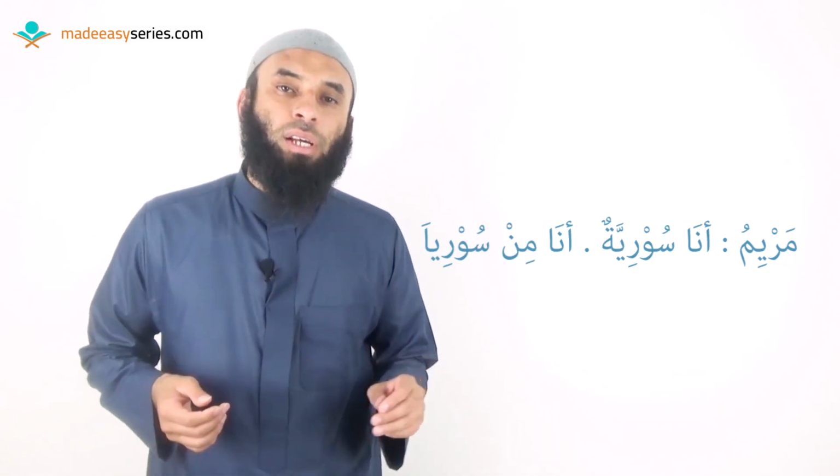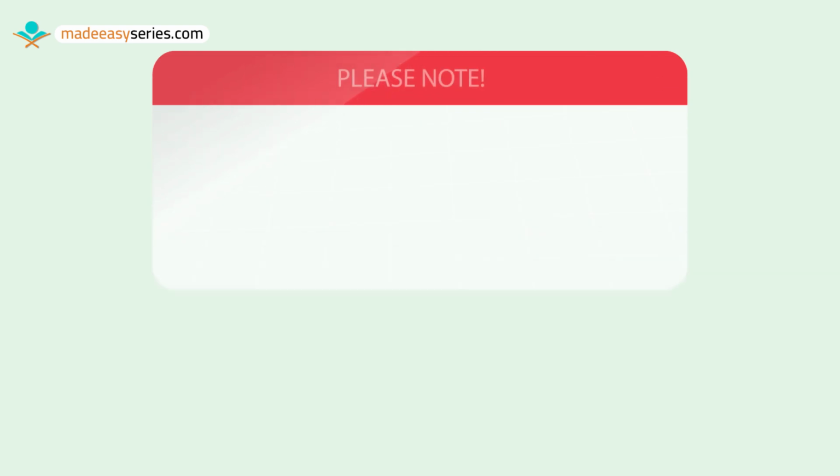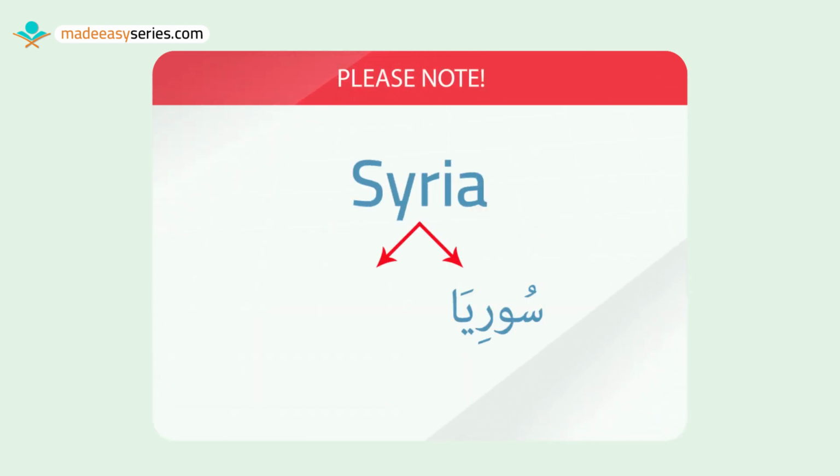أنا من سوريا. Please note that the word Surya, which is Syria, can be pronounced in two ways. Surya, just like how it's written in the book, or with the shadda, Suriya. So Surya or Suriya. Then Zainab ends the conversation by saying, Ahlan wa sahlan. Now let's go to the meaning.